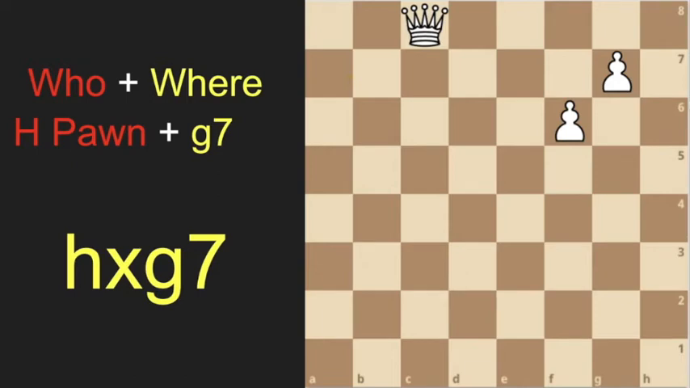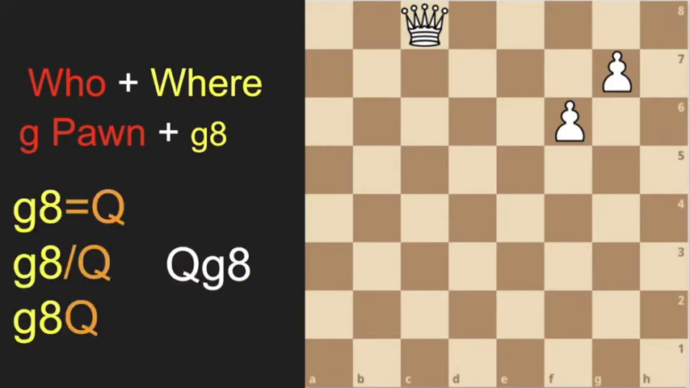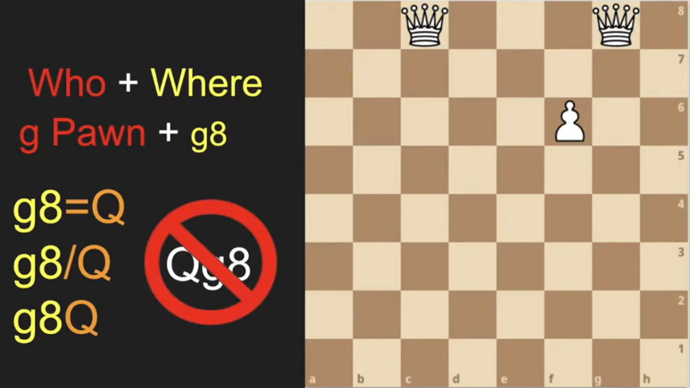Let's look at the final pawn example: promotion. We want to promote the G pawn by moving it to G8 and making it a queen. So the who would be the G pawn, and where would be G8. There's a bunch of different ways you could notate a promotion, and they're all acceptable: G8 equals queen, G8 slash queen, or just G8 queen. However, there is one way that is unacceptable, and that would be queen G8. You cannot say queen G8 because that would mean that the queen on C8 is going to G8, and it would be very confusing.